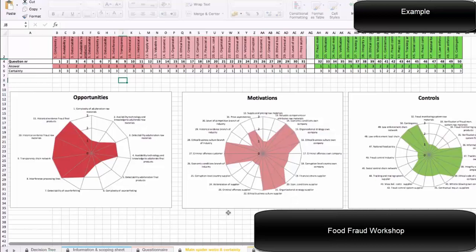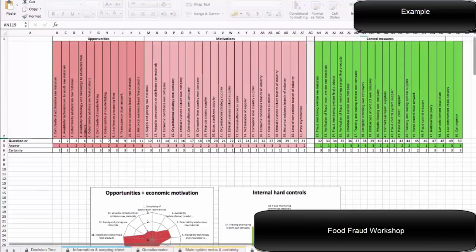Now, this shows only the opportunities, motivations, and controls separately. What we then also developed is a series of detailed spider webs.